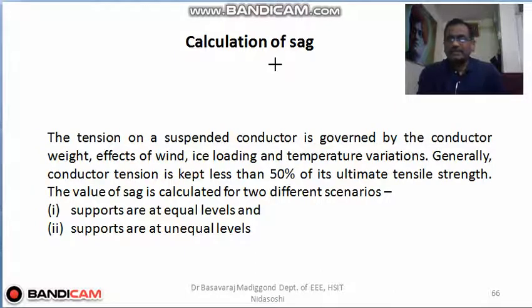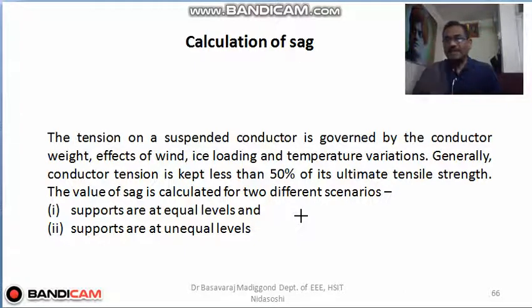Let us calculate the tension now. The tension on a suspended conductor is governed by 3 factors. One is the weight of the conductor, another one is the effect of wind, ice loading, and temperature variations. Generally, the conductor tension is kept less than 50% of its ultimate tensile strength.